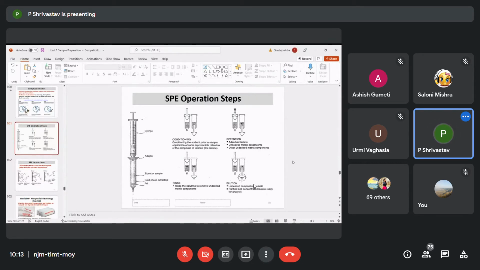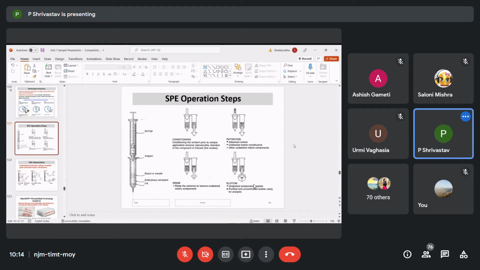Now, as you can see, the first step is the conditioning step. Conditioning step means, since your solid phase material is hydrophobic, water repelling, therefore, you need to make it responsive towards the aqueous phase. Because the sample is essentially aqueous based. So when you have an aqueous based sample and you are putting it in a material which is water repellent, naturally you need to do something.